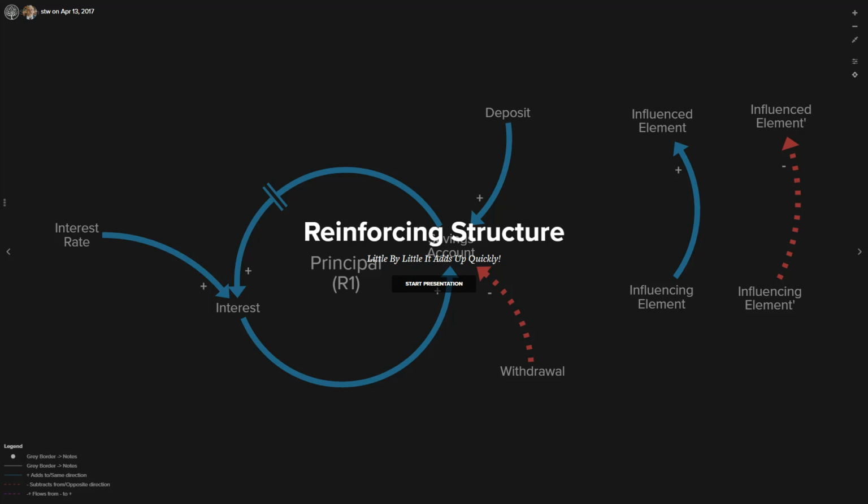I'd like to spend a few minutes and talk about the reinforcing structure, which, along with the balancing structure, which I'll talk about in another video, are the only two structures that you will ever find in a relationship model, no matter how apparently complicated or complex that relationship model is. It's made up of some number of reinforcing and balancing structures. So let's go ahead and get started.